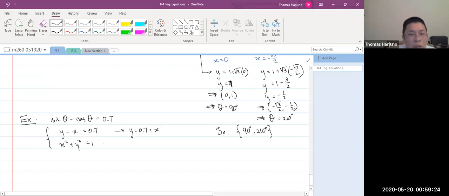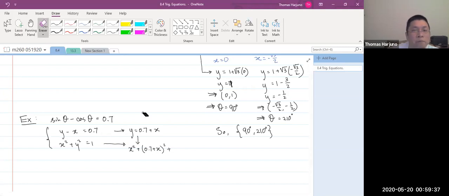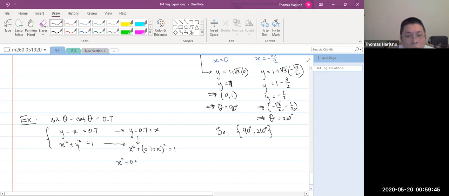So this expression becomes x squared plus (0.7 plus x) squared equals 1. So x squared plus 0.49 plus 1.4x plus x squared equals 1. 2x squared plus 1.4x minus 0.51 equals 0.